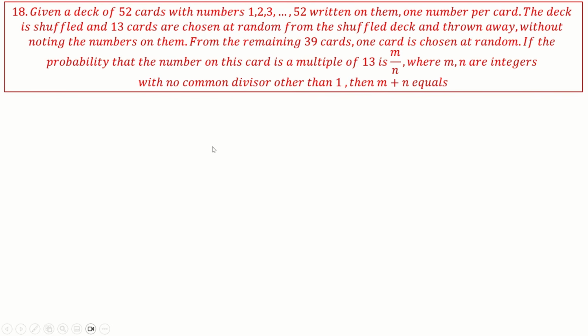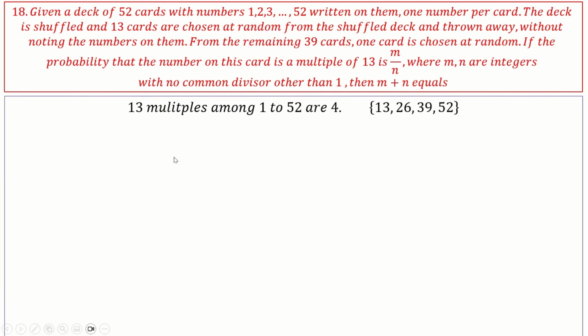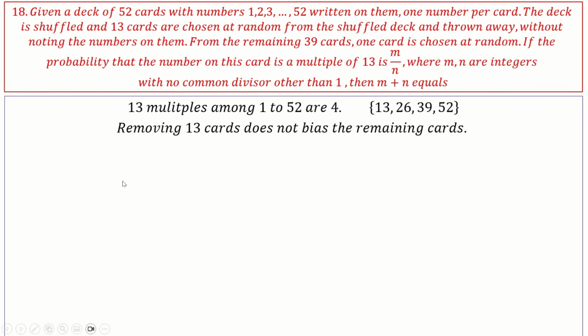So this is also a very fundamental conceptual question. If you know it, it's just a straightforward question. The multiples of 13 among 1 to 52 are 13, 26, 39, 52. That means each 13 cards have one multiple of 13, and there are 4 such sets, just like a standard playing cards deck.